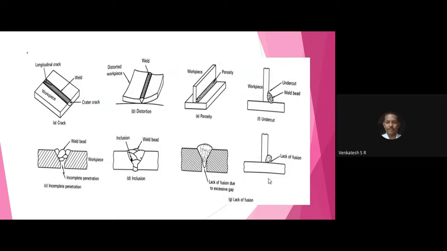All of you listen and observe here. Here you have 8 types of defects usually formed in arc welding and gas welding. All of you go through the diagram one by one. First one, crack.